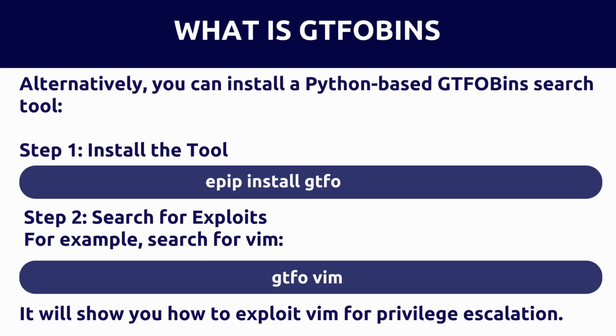Option two, use GTFOBins with a Python tool. Alternatively, you can install a Python-based GTFOBins search tool. Step one, install the tool. Step two, search for exploits. For example, search for vim, gtfo vim. It will show you how to exploit vim for privilege escalation.